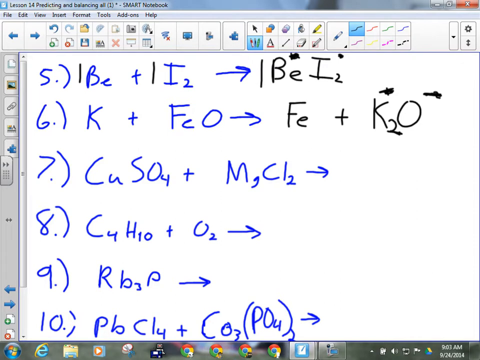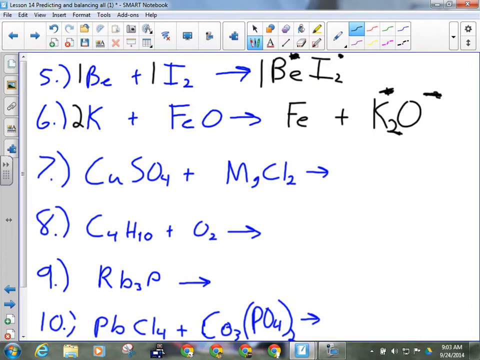Now I need to balance. Only thing right now that's out of balance is what? Is potassium. And I'm pretty sure that a 2 there will fix that problem. Okay, everybody with me on that one? Okay, like I said, single replacement are probably the toughest ones, simply because you have to check for the most things. Okay, number 7. Ionic compound reacts with ionic compound.